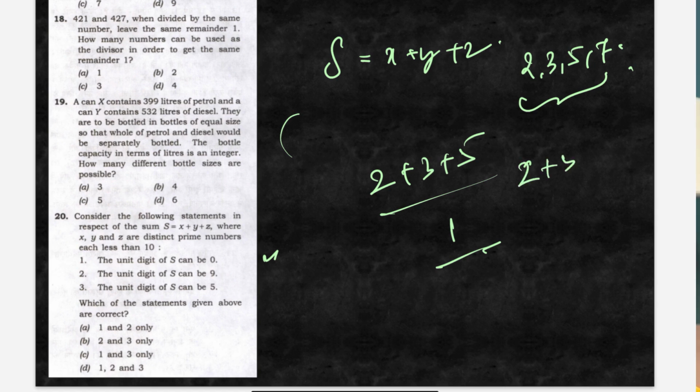Plus 5 plus 7. 7 plus 5 is 12, 13, 14. No, it's not working out. Even if you replace this 2 with 3, it's 15. Even that's not happening. But this is fine with statement number 3.